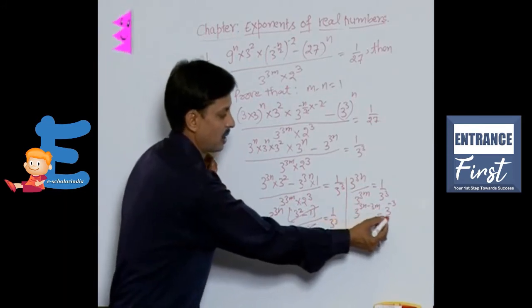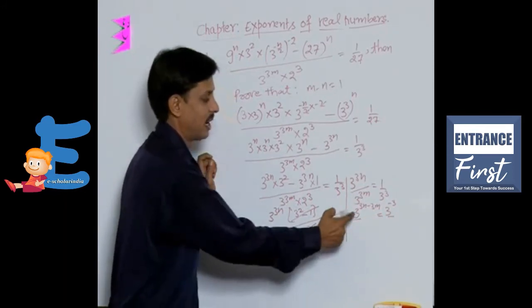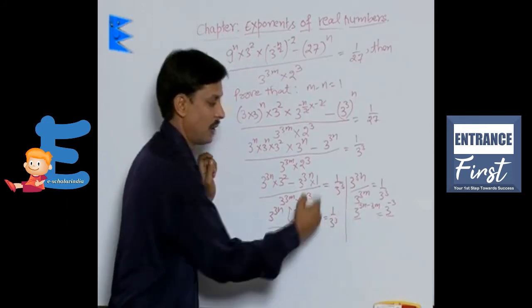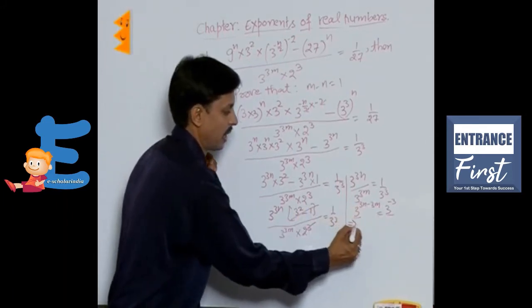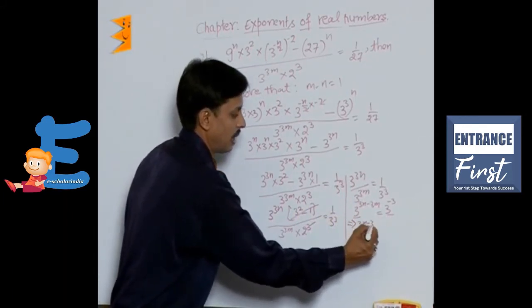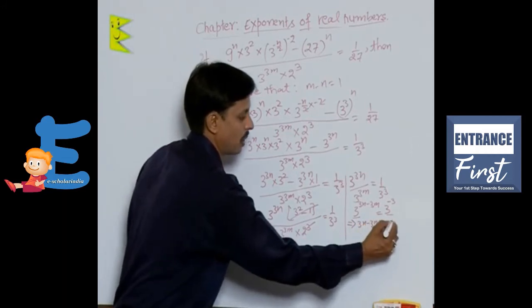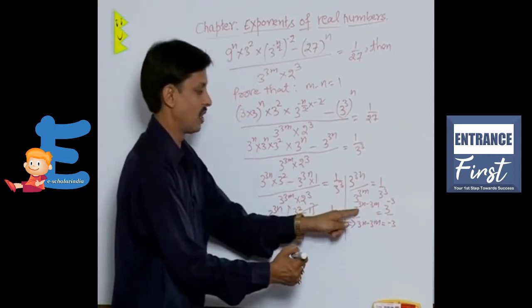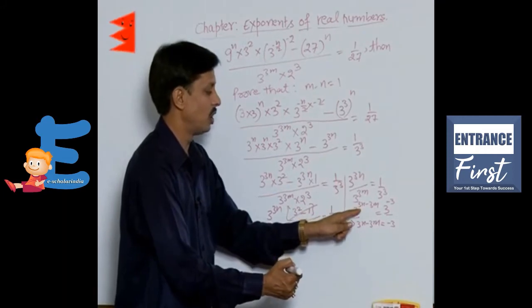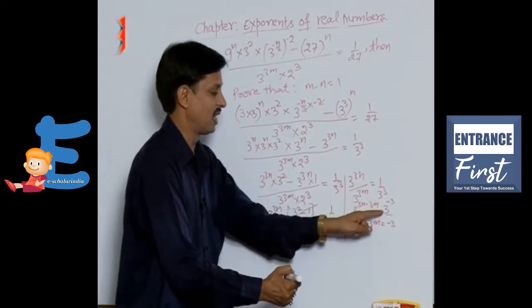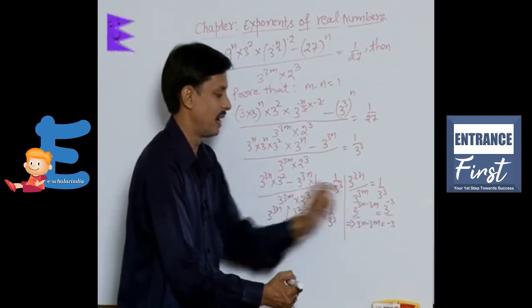Now if I compare the left hand side and right hand side, I find their bases are same. So I can say this implies 3n minus 3m is equal to minus 3. The power in the left side of the base 3 is 3n minus 3m, and the power in the right hand side base 3 is minus 3.